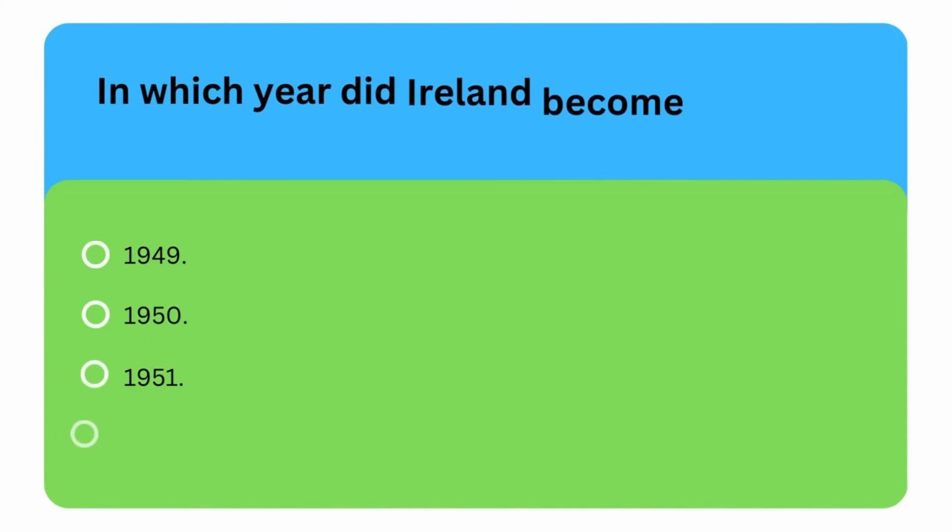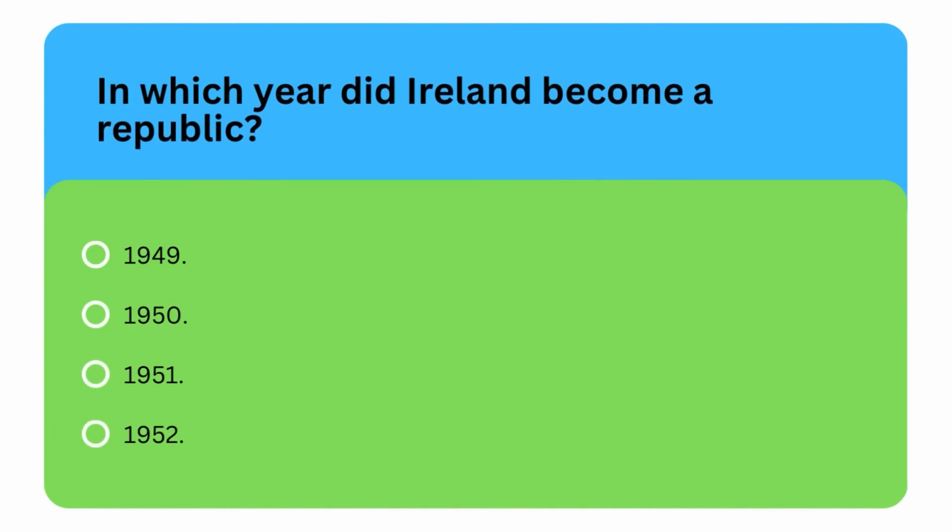Next question is in which year did Ireland become a republic? Options are 1949, 1950, 1951, or 1952. So the correct option is first option, in 1949.